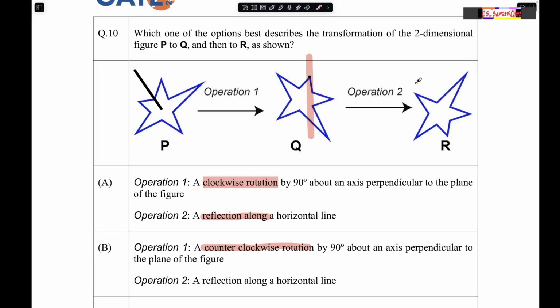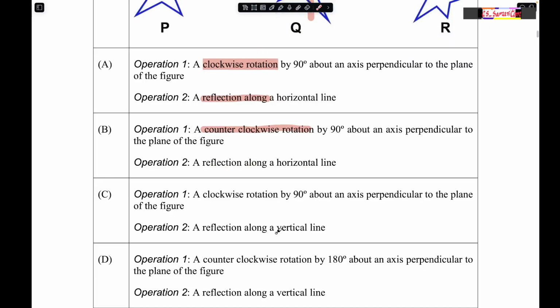So by vertical reflection, it will never reach this. So for this reflection along the vertical line, both of these options cannot be the case. Both of them can be cut out.